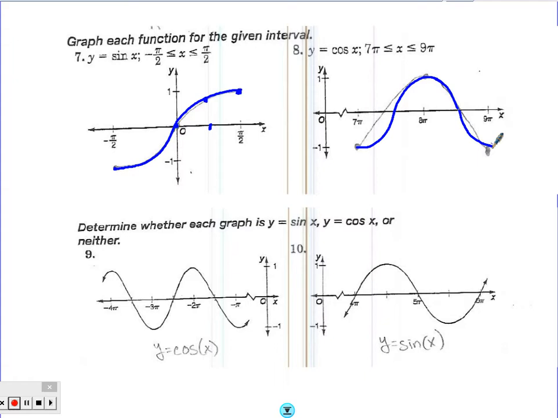So here, this is a cosine curve. Now we're only shown the negative portion, so we have to keep going with it and figure out, is it cosine or sine? And then this one, is this cosine or sine?